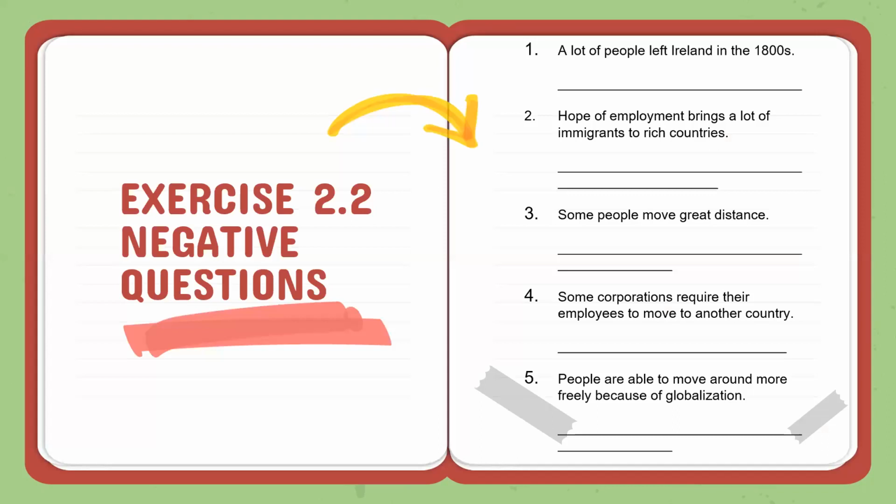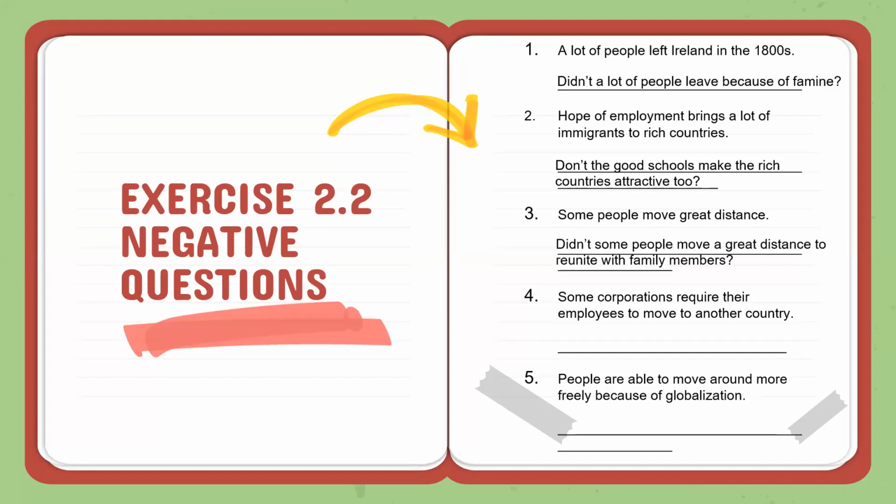Okay, next, who will be responsible for exercise 2.2? Rizal, ma'am. Yes, Rizal. For exercise 2.2, question number 1, a lot of people left Ireland in the 80s. And the answer is, didn't a lot of people leave because of famine? And for number 2, hope of employment brings a lot of immigrants to rich countries. The answer is, don't the good schools make the rich countries attractive too?